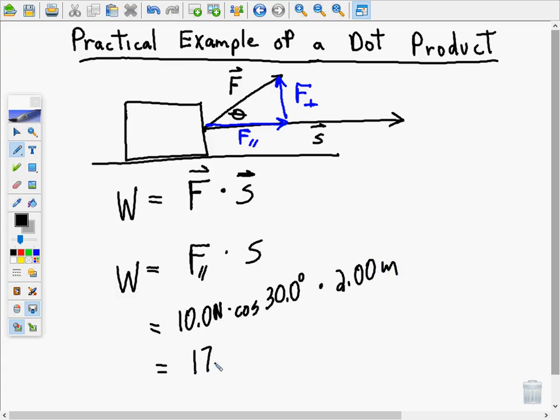And when you crunch that out, you get 17.3 newtons times meters, which equals 17.3 joules. And that doesn't have direction. It's a scalar quantity, the amount of work done, 17.3 joules.